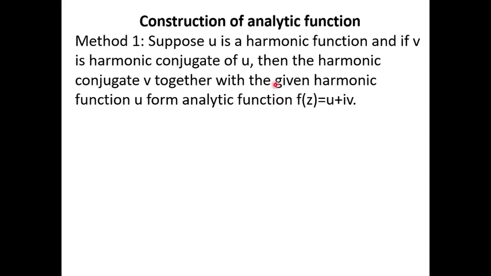Suppose u is a harmonic function, and if v is a harmonic conjugate of u, then the harmonic conjugate v together with the harmonic function u forms the analytic function f of z is equal to u plus iv. So this is the formation of the analytic function. Here the analytic function is nothing but u plus iv. In this session they give only one part, that is u or v. By using that part we find the other part, then substitute to get the analytic function. This is one method.